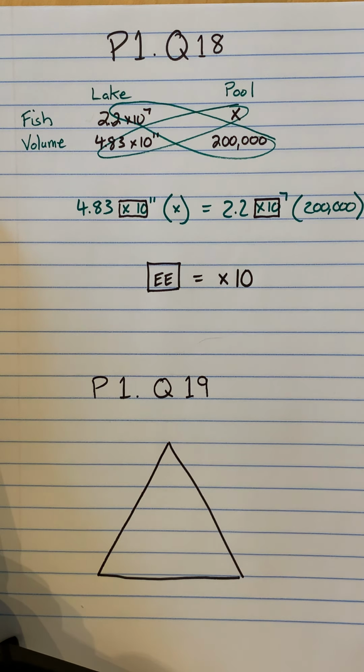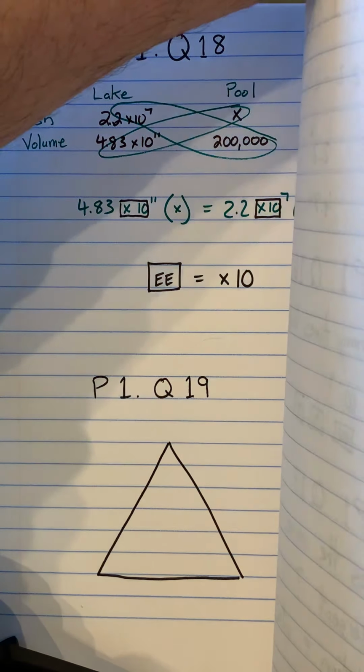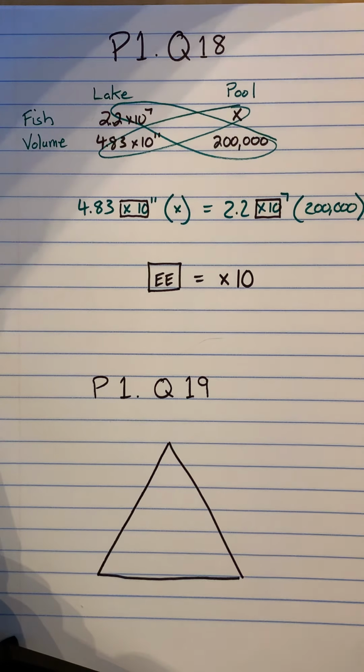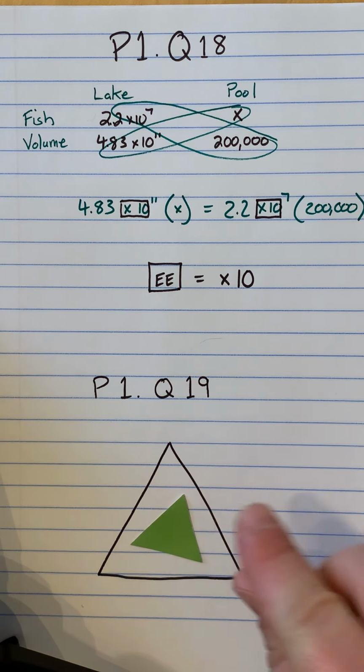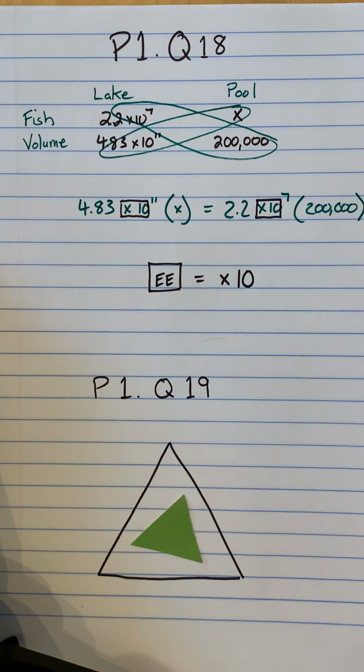Okay, let's move on to question 19. Question 19 has a triangle, and inside that triangle is another triangle. I have one cut out for you to demonstrate, if I can find it. There it is. All right, so we have a triangle within a triangle, something like this. And they're asking us what transformations can get us from the small shape to the large shape.